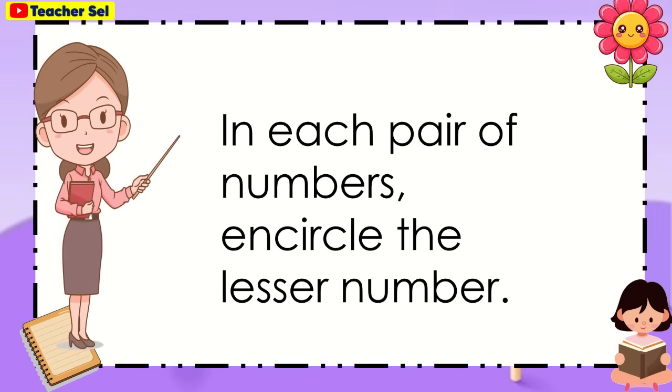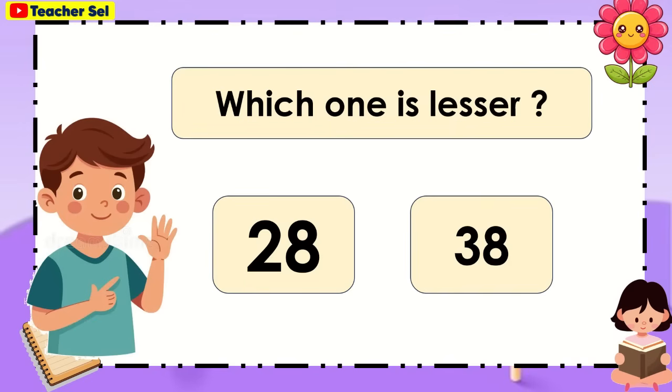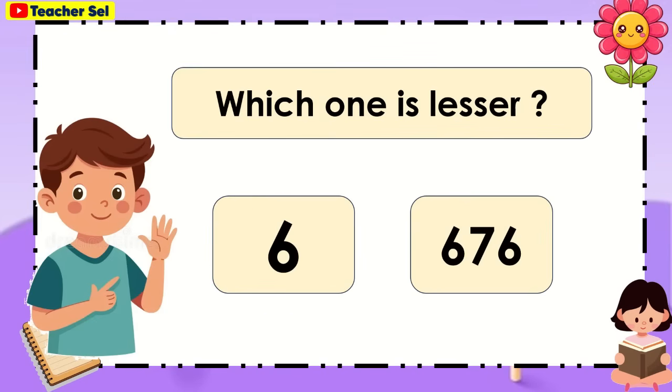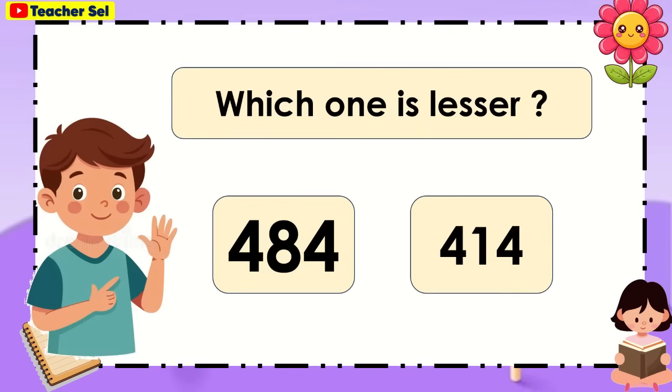In each pair of numbers, encircle the lesser number. Which one is lesser, 28 or 38? Very good, it is 28. 6 or 676? You're right, it is 6. 484 or 414? Very good, it is 414.